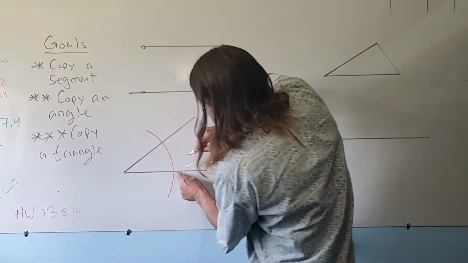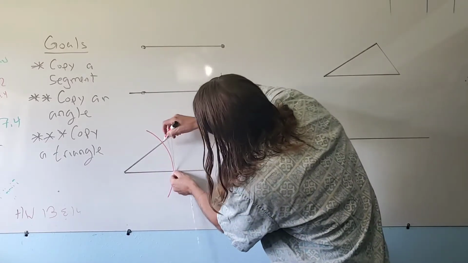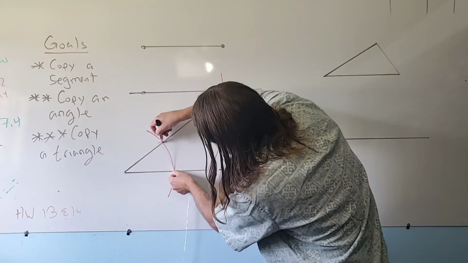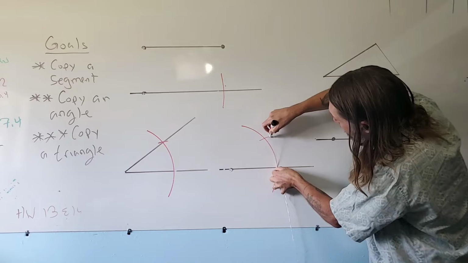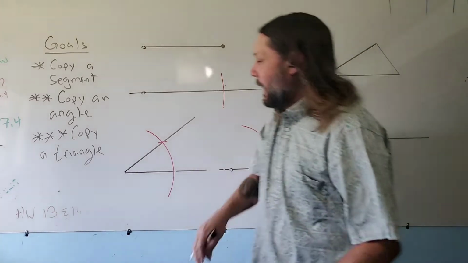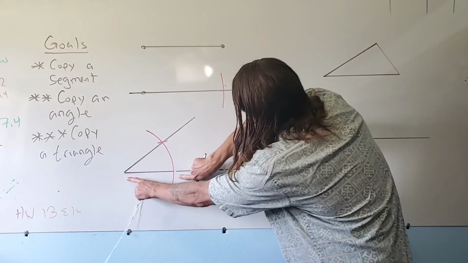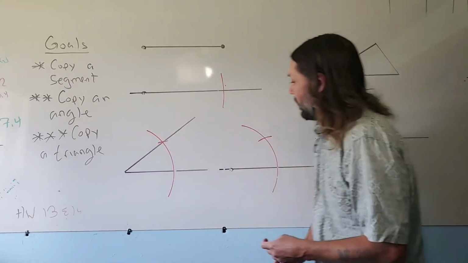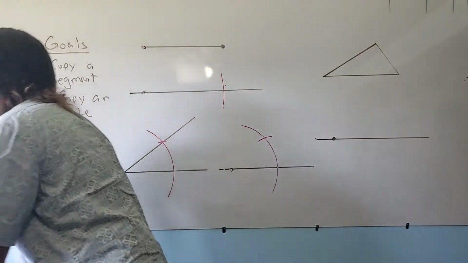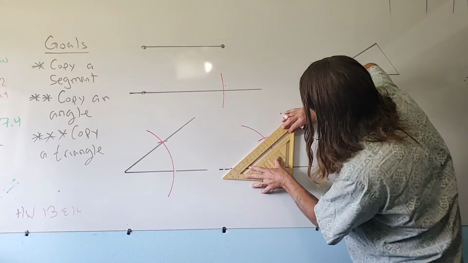What I'm going to do is put the needle here and pencil here. And I'm going to come over here and copy that. Okay? Now I know how much my angle opens at this length out. So I've copied how much it opens at this length out. And now I can just connect the dots, and I have now copied my angle. Let's see how good of a job I actually did.